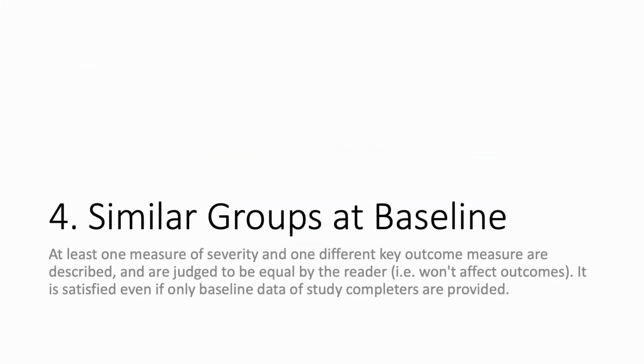The fourth criterion is, were the groups similar at baseline? What we want to know is if at least one measure of the severity of the condition and one different key outcome measure are described and judged to be equal by the reader. What that means is we don't think any differences that were observed would affect the outcomes. So this criterion is satisfied even if only baseline data of study completers are provided.